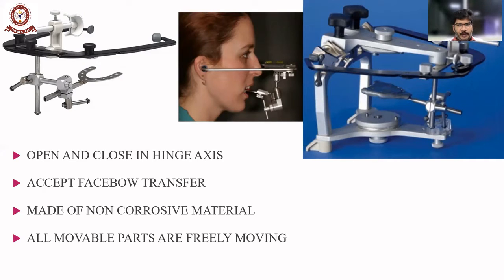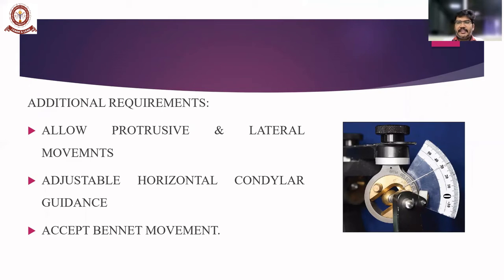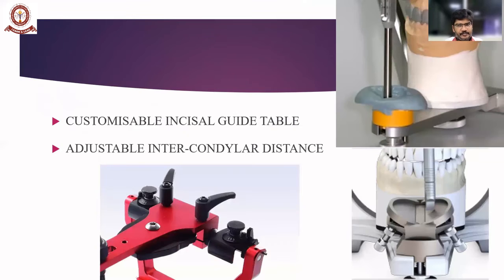It should open and close in proper hinge axis. It should accept face bow transfer, and it should be made of non-corrosive material. All the movable parts of your articulator should be freely moving, and the rigid part should be rigid. The additional requirements include, it should allow protrusive and lateral movements, and should have an adjustable horizontal condylar guidance, and it should accept Bennett movement. Apart from that, it should have a customizable incisal guide table, adjustable intercondylar distance.